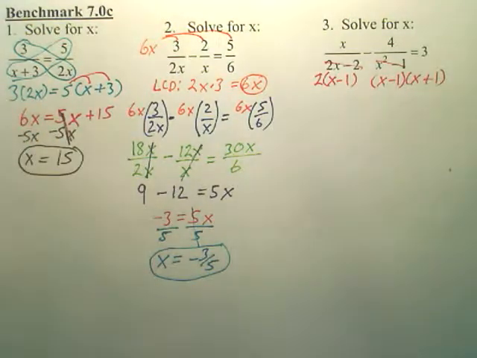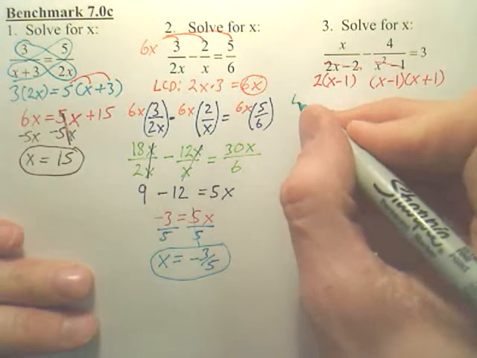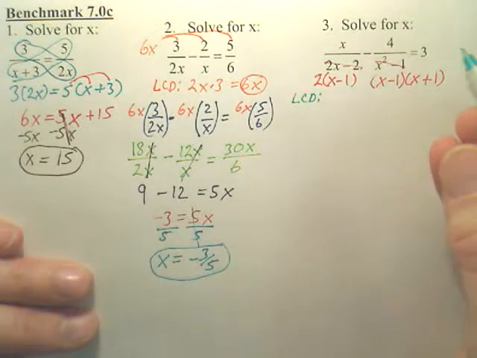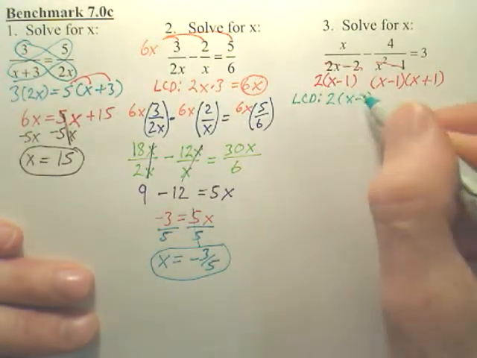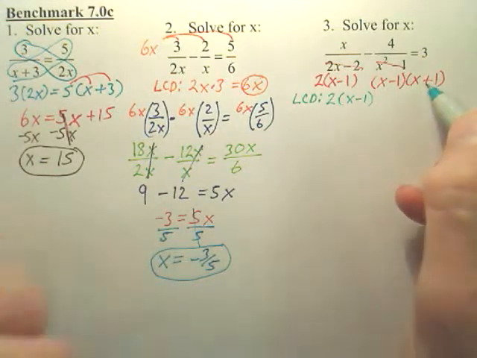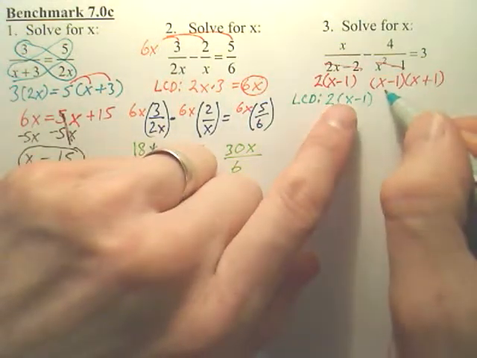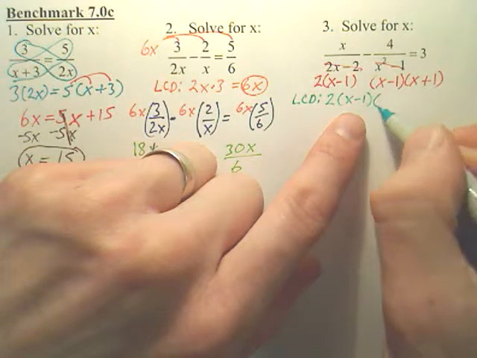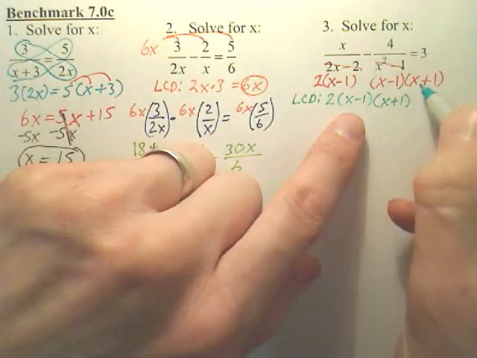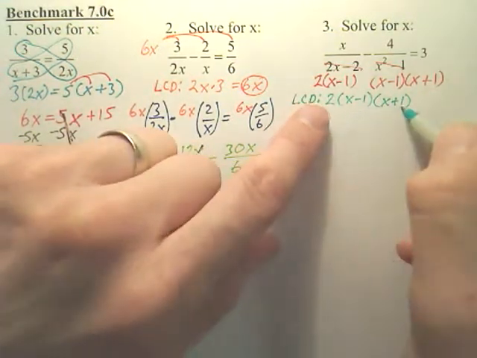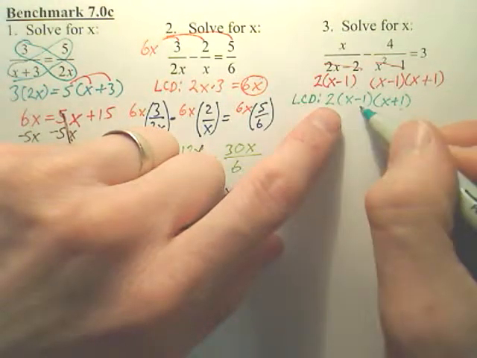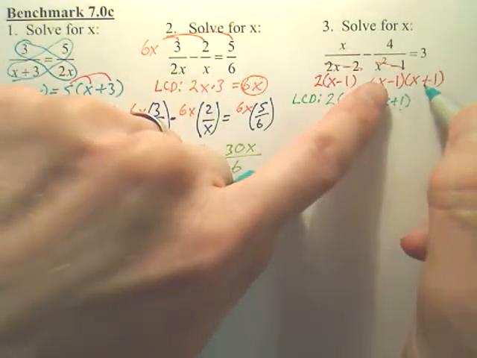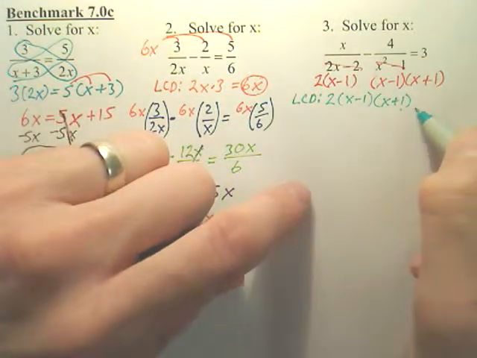Now, looking at those, I want to find my lowest common denominator, my LCD. So I'll take this whole first denominator, the 2 times x minus 1. And then I look at this one. All right, I have x minus 1. I already have that, but I need an x plus 1. So let's look at this. Does this LCD have this? Yep, right there. Does this LCD have both those? Yes. So that's my LCD.